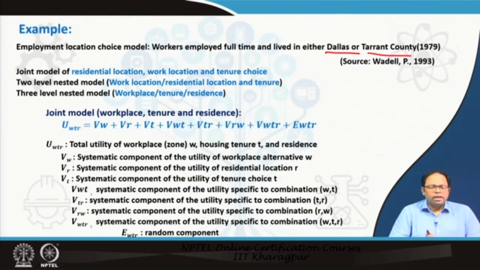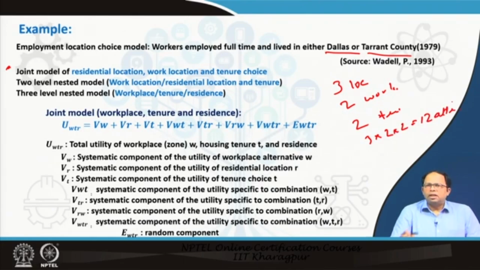So, this is a joint model, and this has been done in 3 ways. The first one was developed as a multinomial logit choice model, where suppose I have 3 residential location choices, 2 work location choices and 2 tenure choices. So, total options are 3 into 2 into 2, that is 12 alternatives. If I am proposing a multinomial model, there could be 12 alternatives, or different combinations of residential location, work location and tenure, and these 3 together make one alternative. So, the first model was developed in this particular form, where workplace, tenure and residence are jointly modeled as individual alternatives. That is why we end up with 12 alternatives.